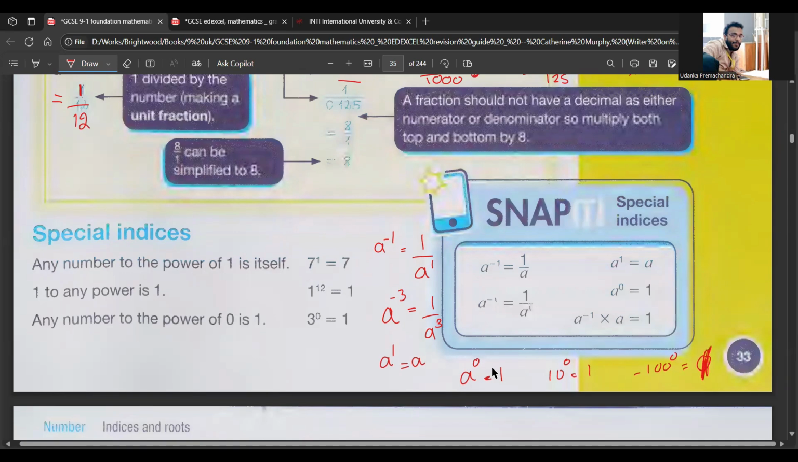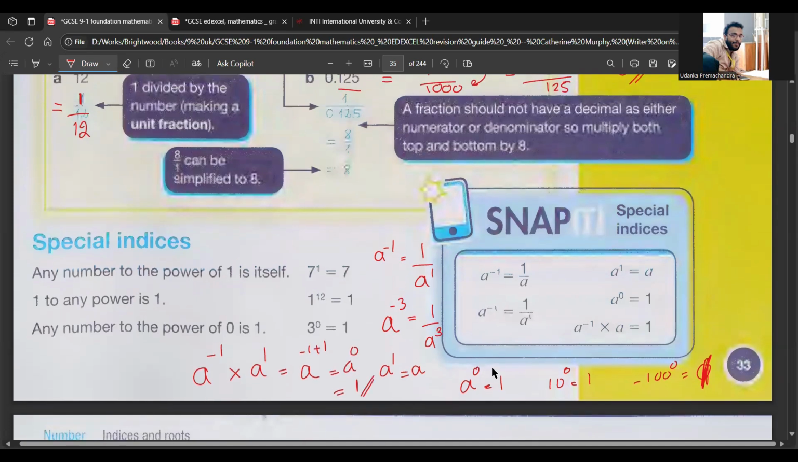And when you multiply a to the power minus 1 into a to the power plus 1, it becomes a to the power 0, which equals 1. Just write down these 5 rules. After that, we will wind up for today. Next day, we will discuss. I just started today. I wanted to get an idea. That's it. Just write this.